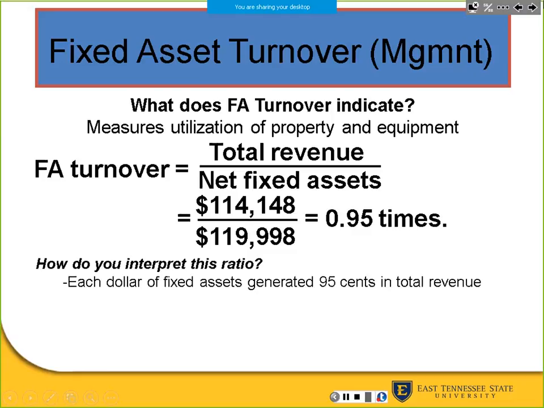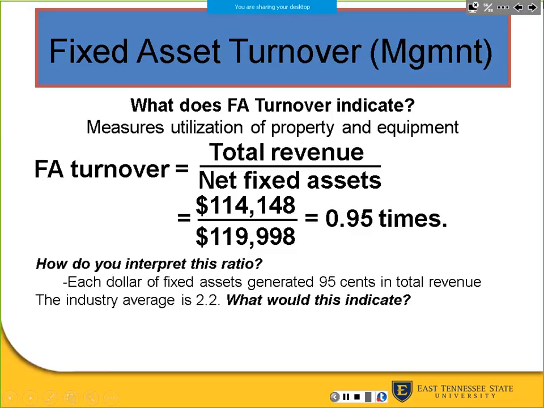So how do we interpret this, similar to other ratios we've looked at already today? Each dollar of fixed assets. If you're starting to notice, we're looking in terms of whatever's in the denominator as each dollar of fixed assets or each dollar of revenue or each dollar of debt. Each dollar of fixed assets is going to generate us 95 cents of total revenue. So for each dollar of assets that we have, that asset is bringing us 95 cents of revenue.